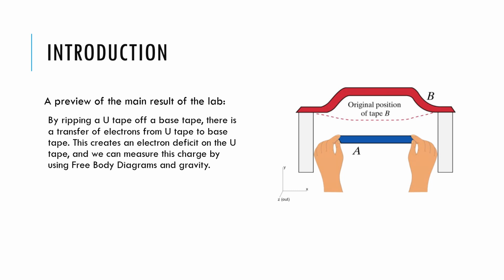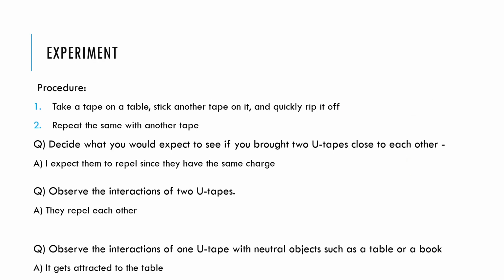In this lab, we will rip a U-tape off a base tape, hence transferring electrons from the U-tape to the base tape. This would create an electron deficit on the U-tape, and we can measure this charge by using free body diagrams and gravity. In this experiment, we take a tape on a table, stick another tape on it and quickly rip it off. We repeat the same with another tape.